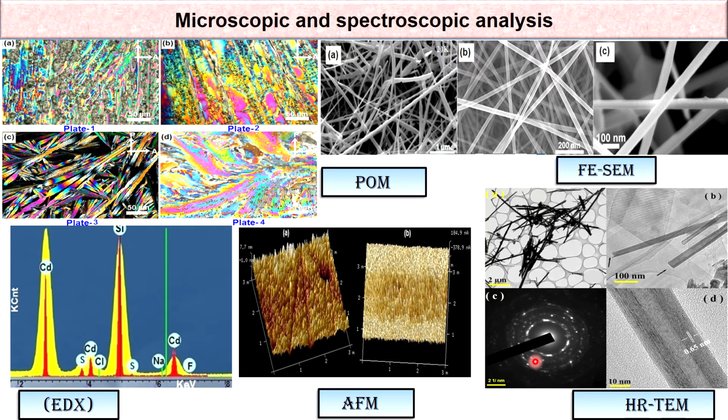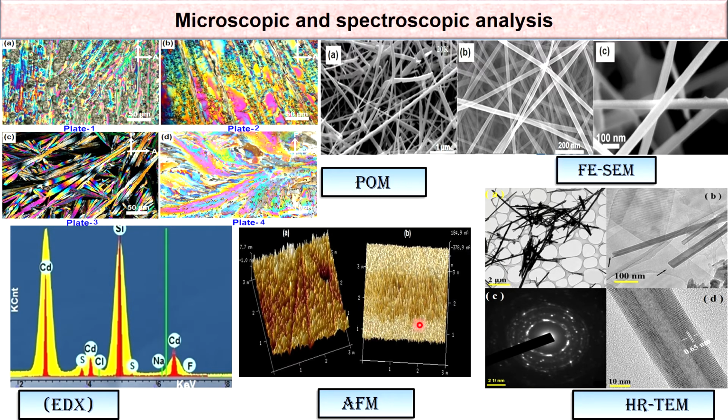The selected area diffraction pattern shown here indicates the polycrystalline nature of the nanomaterial dispersed liquid crystal, and this figure shows the uniform distribution of high yield CdS nanowires. Then atomic force microscopy was performed, and this image shows the film surface. This image shows the films are extremely rough, dense and non-uniform. The surface roughness estimated was around 125 nanometer and the thickness was found to be 7.8 nanometer.